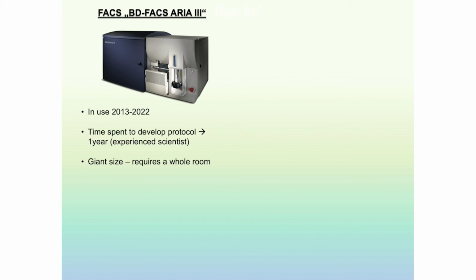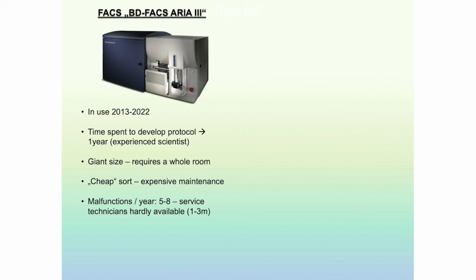So in summary, my experience so far with the FACS sorter, which I used from 2013 to 2022, was that I spent almost 1 year to develop this protocol. One disadvantage of this sorter is its giant size and it requires a whole room. The sorting itself is quite cheap, but the maintenance of this machine is very expensive, and we have an average of, I would say, 5 to 8 severe malfunctions per year, and the service technicians are hardly available.